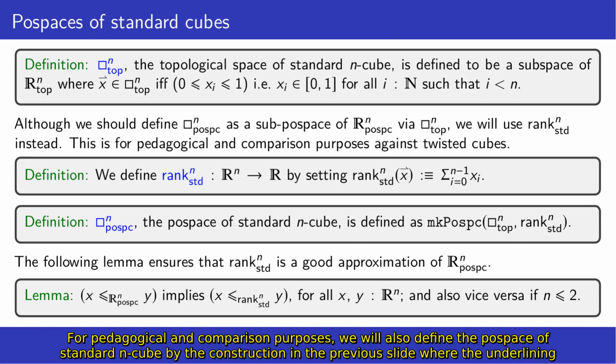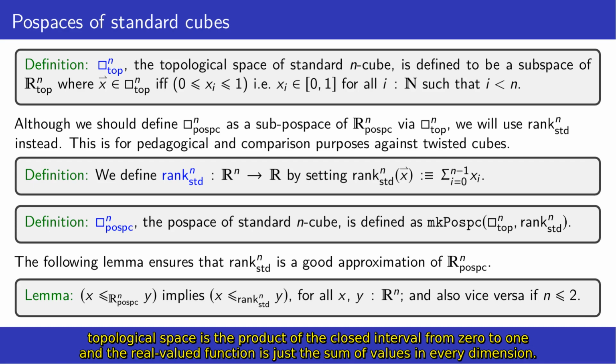For pedagogical and comparison purposes, we will also define the postspace of standard n cube by the construction in the previous slide, where the underlying topological space is the product of the closed interval from 0 to 1, and the real value function is just the sum of value in every dimension.